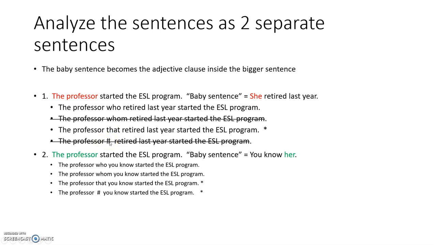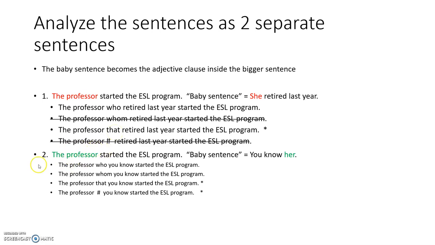Okay, so in the first example, who equals the subject and the verb comes right after. Same thing with the third example. That equals the subject and the verb comes right after. I cannot omit who or that because they are the subject and the subject must be there.